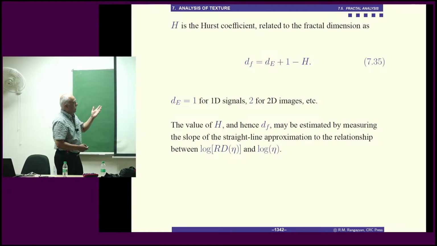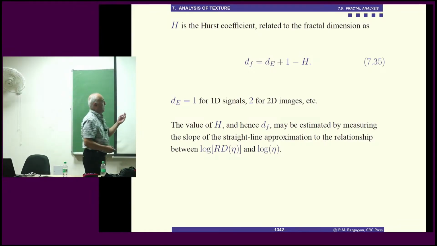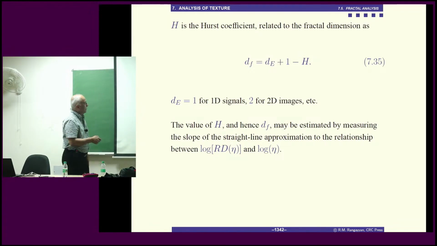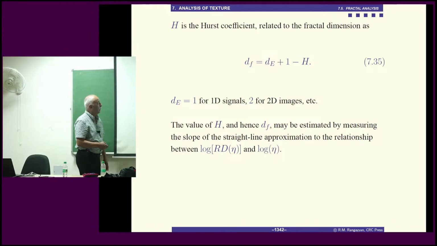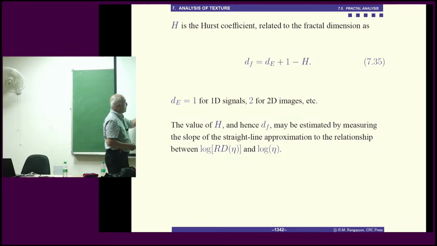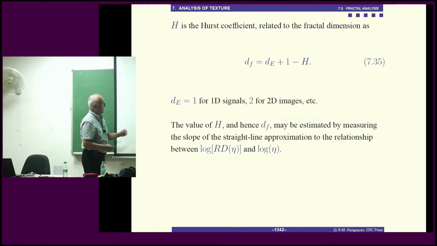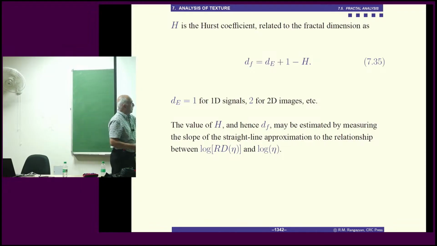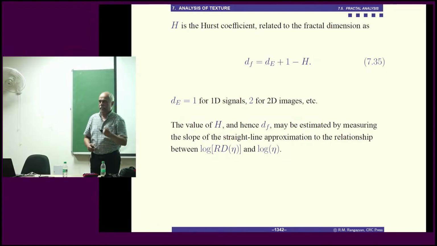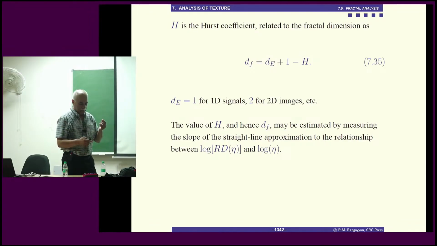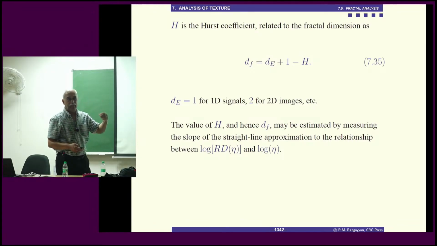So de is 1 for 1D signals, 2 for 2D images, and so on. So the value of h, and from that the fractal dimension, may be estimated by measuring the slope of the straight line approximating the relationship of the log of what you're measuring to the log of the scale of measurement. And the same applies to the ruler method and a few other methods.